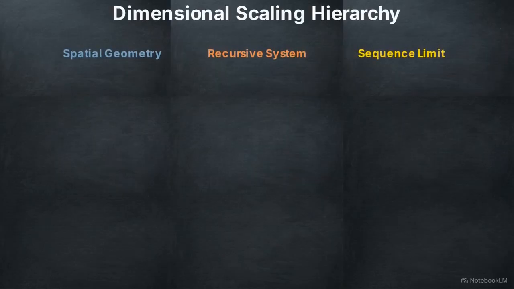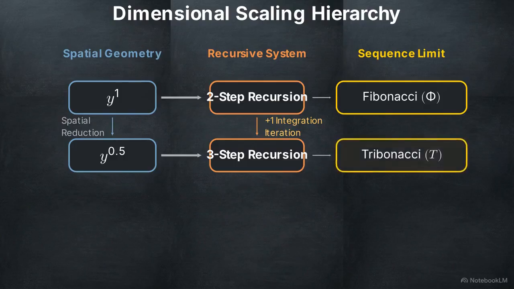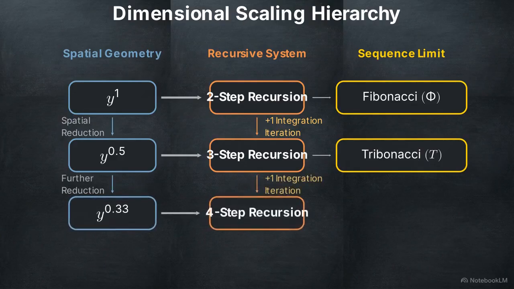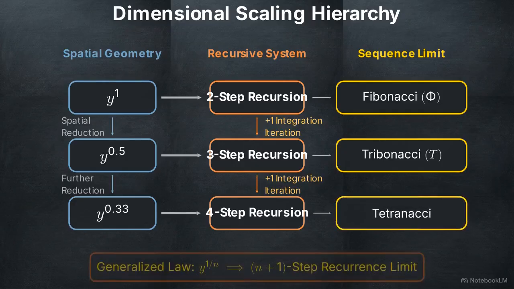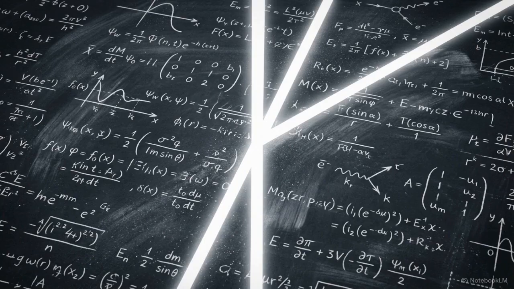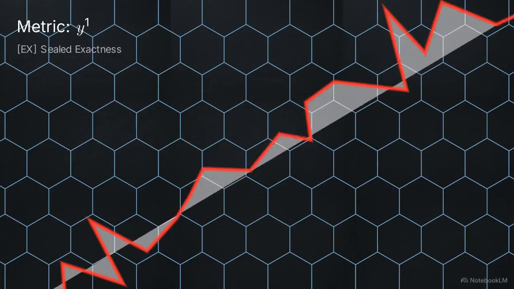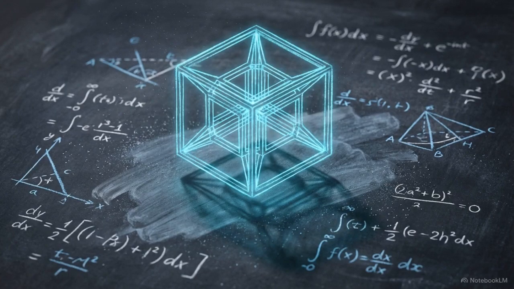The mechanics of this mutation establish a generalized predictive model for continuous scaling across dimensions. If reducing the spatial geometry to y to the power of 0.5 mutates the sequence limit to the three-step Tribonacci constant, then generalizing the space further down to a cubic root, y to the power of 0.33, forces sequential integration iterations that logically project a four-step Tetranacci limit. This mathematical behavior exactly mirrors applied physics, specifically how continuous quantum fields undergo spontaneous symmetry breaking when their underlying metric is fractured, shifting the physical system into higher dimensions.